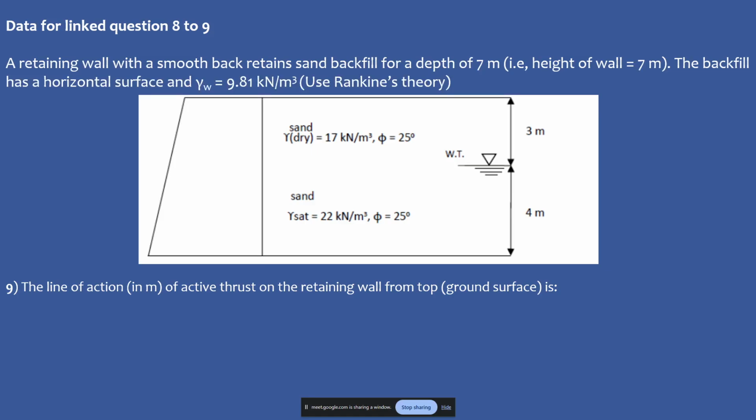So next, another thing you need to calculate is the line of action of active earth thrust which is acting on the retaining wall from the top. Basically you need to calculate the resultant position where the total force will be acting on the wall.